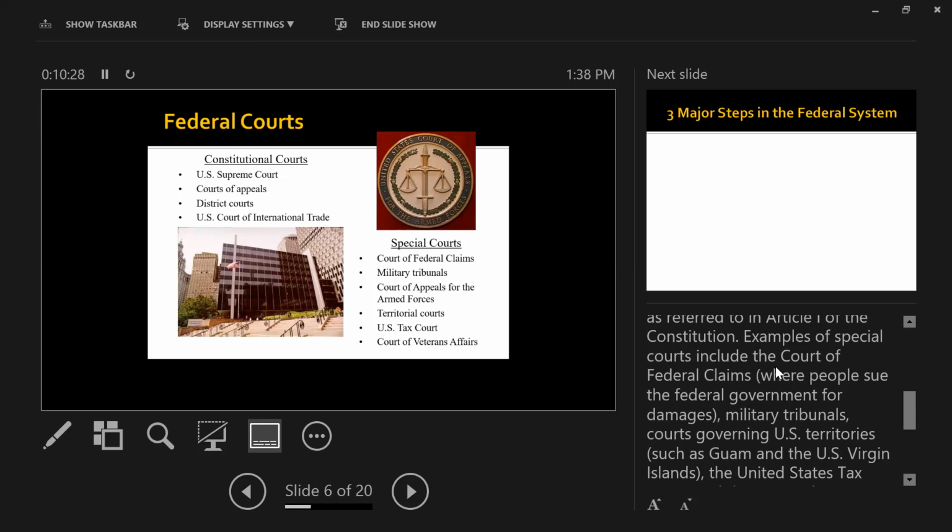So for example, since Congress is in charge of the military, determining where the funds for the military go, that is why if you are at a military tribunal or if you're a veteran arguing for your benefits or something like that, you would go through a special court instead of a constitutional court. Does that make sense?